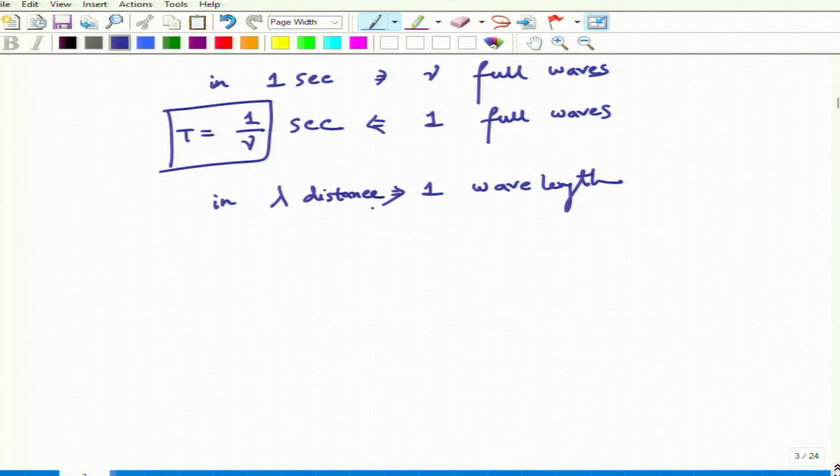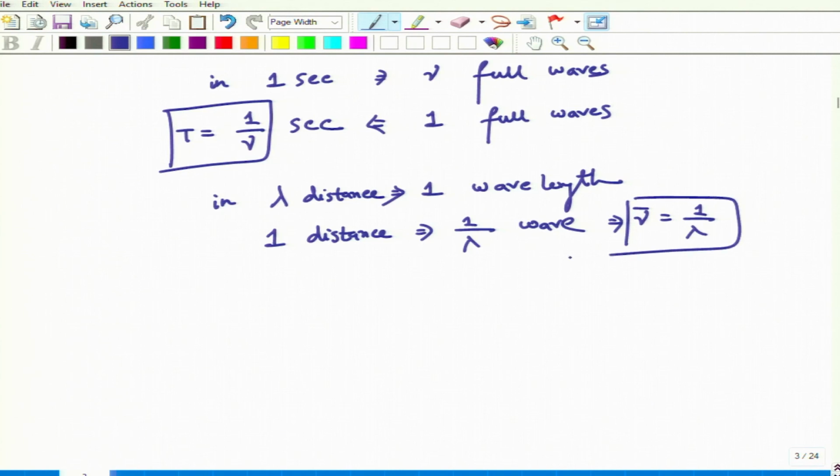There is only one wavelength, or we can say one wave is there. Now in any unit distance, there should be 1 by lambda waves, and that is equal to nu bar. So that's why we can write nu bar is equal to 1 by lambda, the wave number. Okay, so these are the relations. So we can classify our electromagnetic waves both in terms of frequency and the wavelength.